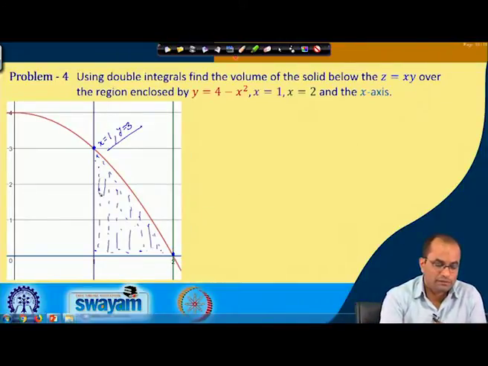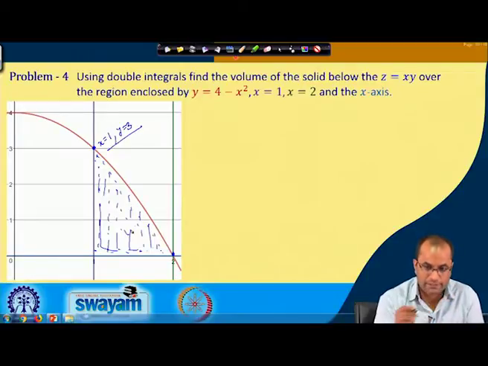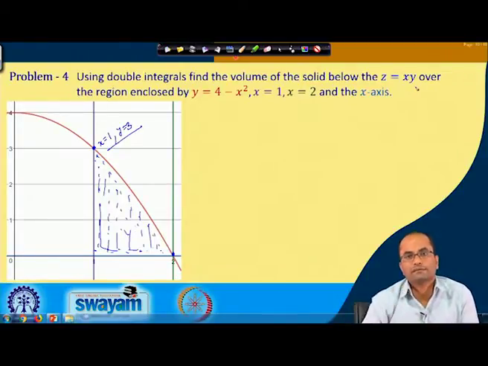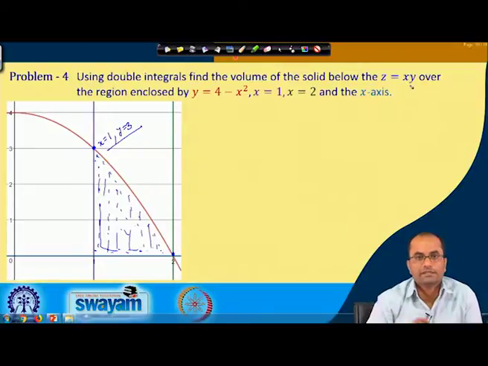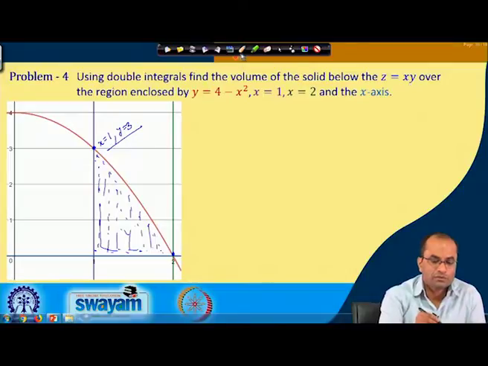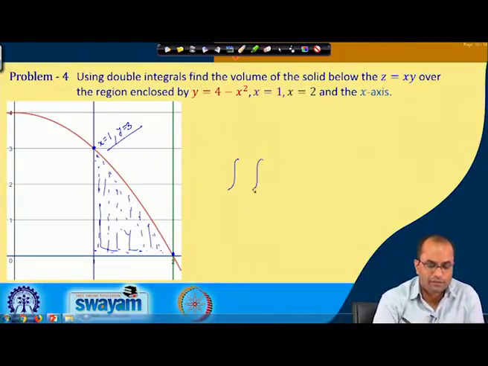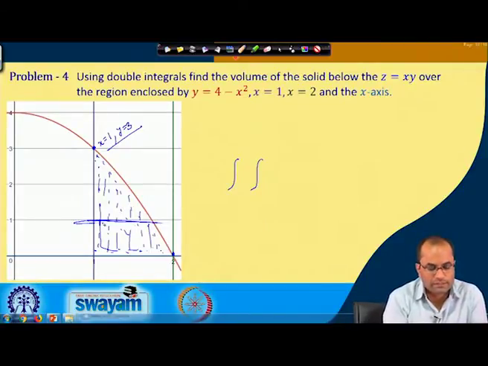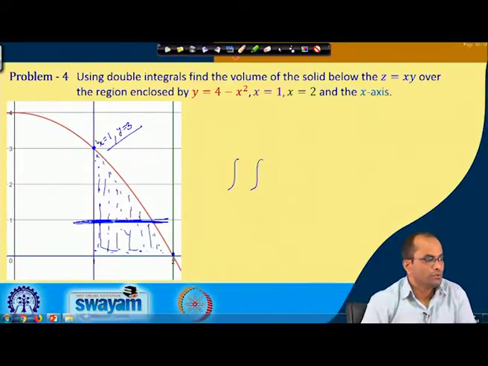Now we need to just put the limits, and the function will be xy. This double integral with the integrand xy will automatically give us the volume of the solid below this surface and above the xy plane. To get these limits, again we have both possibilities. We can go first in the direction of x or first in the direction of y. Let us go in the direction of x for the inner integral.